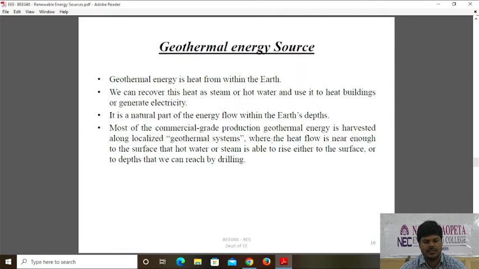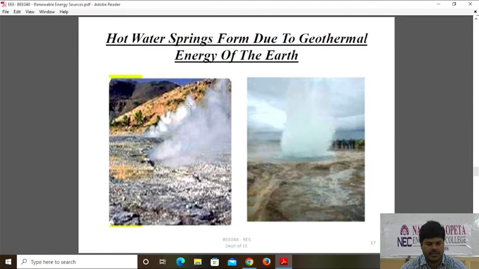So next one is the geothermal energy source. Geothermal energy source is nothing but, as I told previously, under the earth we have high temperatures. By using these high temperatures, we can generate the power. How can we generate the power? We can recover this heat from either steam or hot water and use it to heat buildings or generate electricity. This heat energy is first converted into steam. The steam energy is given as input to the turbine. The turbine is connected to the generator, so that we can generate the power by using geothermal energy sources. See this diagram. Hot water springs form due to the geothermal energy of the earth.